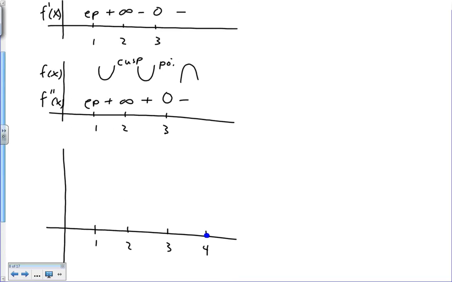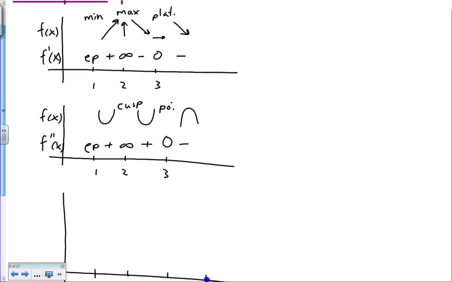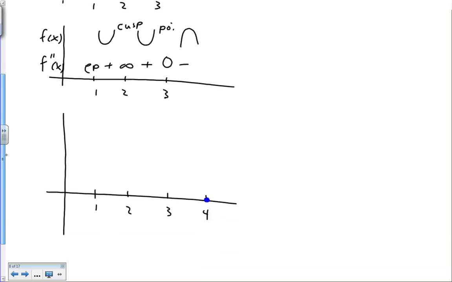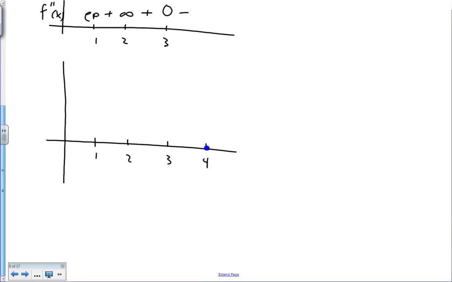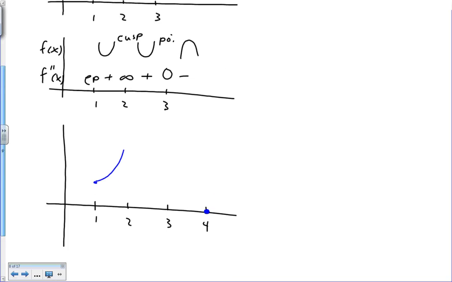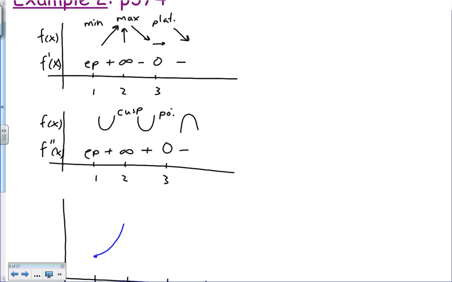All right, so my function starts out at an endpoint at 1 and increases. I can see that from my first derivative. It increases and it's concave up. Now once I know that it's increasing and concave up, that basically gives me only one shape that I can sketch here. I don't know exactly where this starts, but I'm going to just pick a point for it to start. I've got to be concave up and increasing from 1 to 2. And then at 2, I hit a maximum. My slope becomes vertical there.